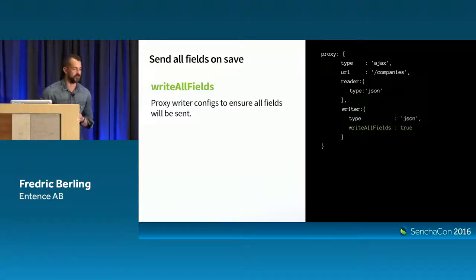Okay, that's pretty straightforward. But now we need to include the writer, because now it's not enough with the default values anymore. We need to specify the writer, and when we do that, we must specify the type of the writer. It's a JSON writer we're using in the proxy, and we also add the config write all fields. This will make the writer, the proxy, always include all fields.